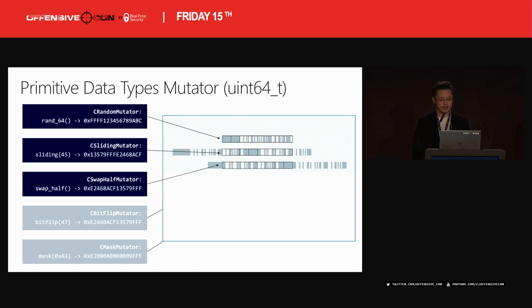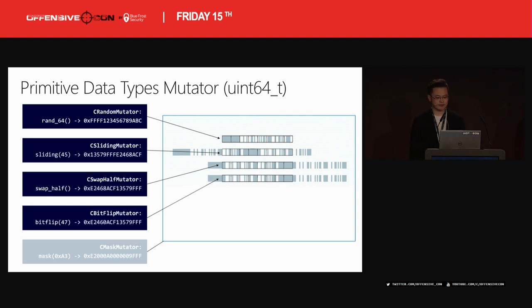And the third mutator is the swap half mutator. It will split the keyword into two D words and swap them. You may have already noticed that swap half is a special case of the sliding mutator. We make it a standalone mutator since it preserves the alignment in the next lower level.